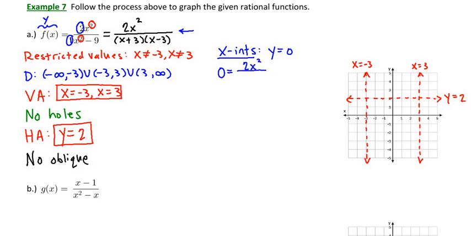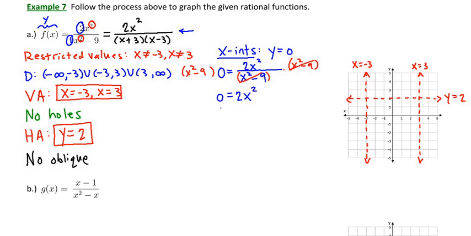Now, if you're paying attention here, there's a little shortcut that you can observe for finding the x-intercept of a rational function. To solve this equation, I need to multiply both sides by that denominator, x squared minus 9. Every single time you set a rational function equal to 0, and then you multiply both sides by the denominator, the denominator goes away. So the shortcut here is to find the x-intercepts, you can simply set the numerator equal to 0.